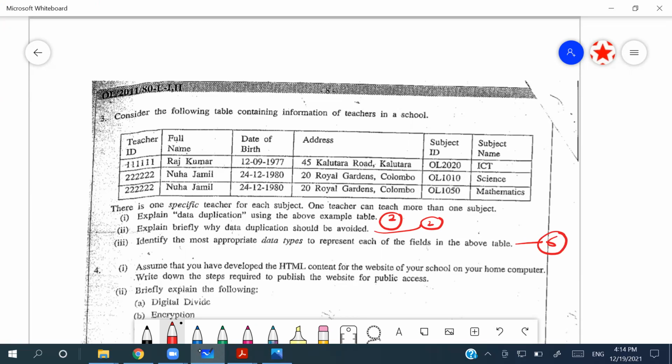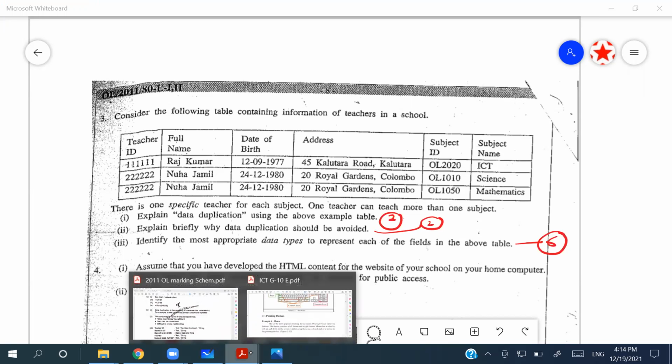So teacher ID is going to be numeric. Full name, it's going to be text. Date of birth, it's going to be date and time. Address, again, it's going to be text. Subject ID, again, it's going to be text. Subject name, again, it is going to be text.